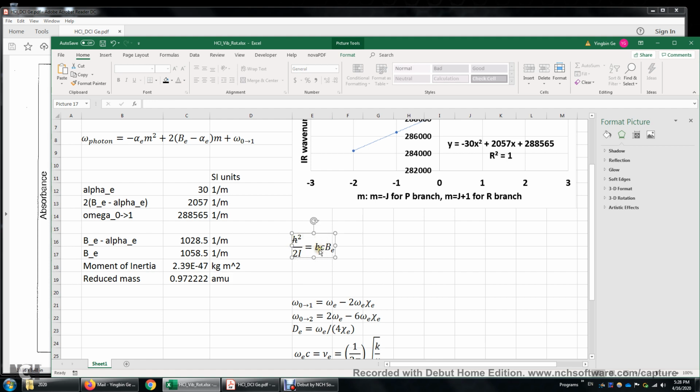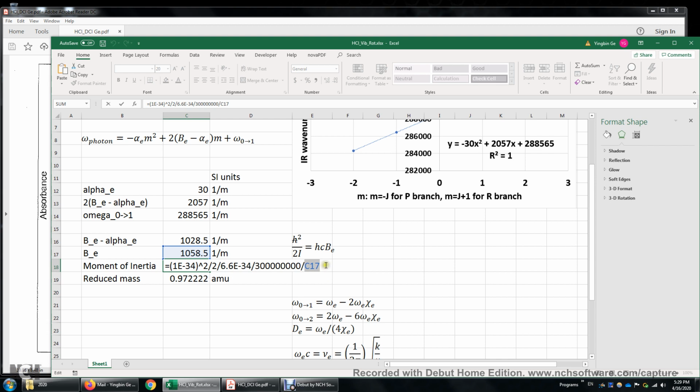And by using this equation, we can compute the moment of inertia given B sub e. It's very simple. ħ squared over 2hcB e is the moment of inertia. So let's look at this equation. ħ squared. Again, I'm not worrying about the accuracy. I'm going to say ħ is just 1 times 10 to the power of negative 34 joule second. So this is ħ squared, this part. Divided by 2. Divided by h, the Planck constant. Divided by the speed of light, c. And then divided by B sub e.